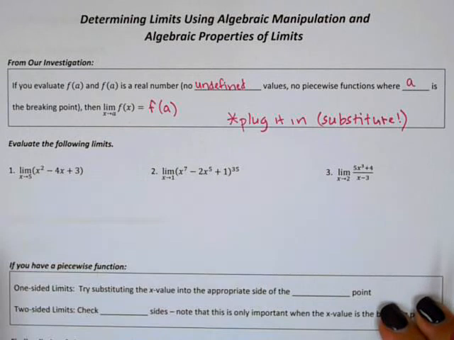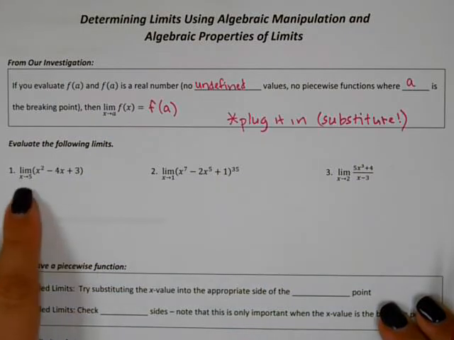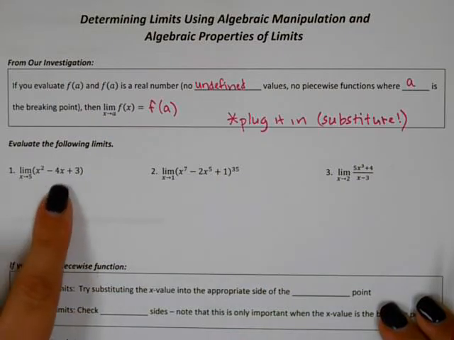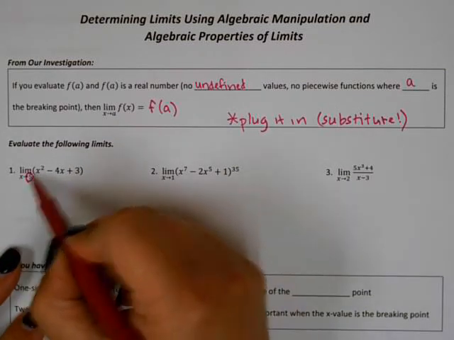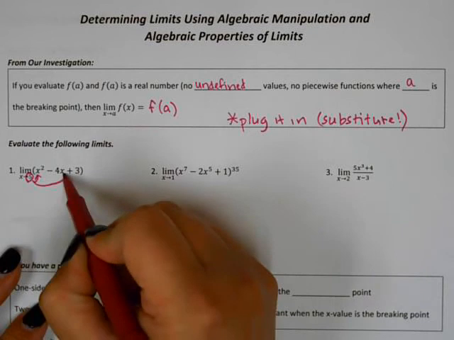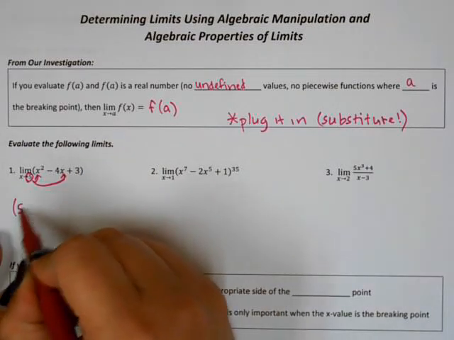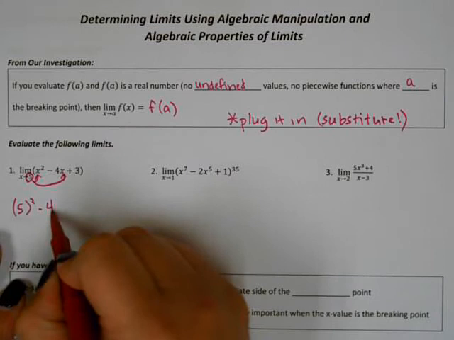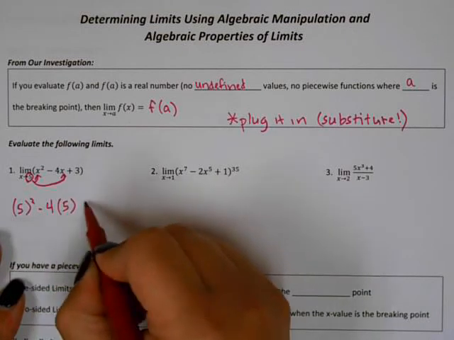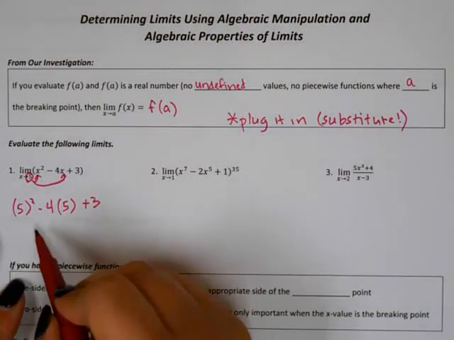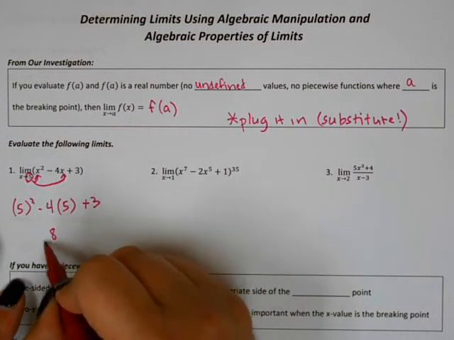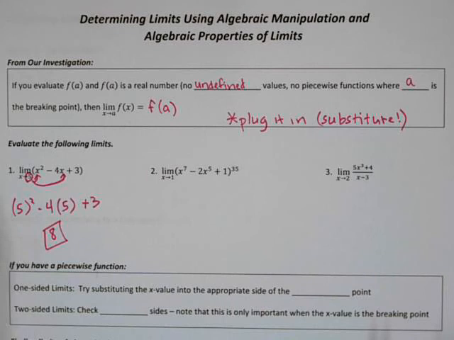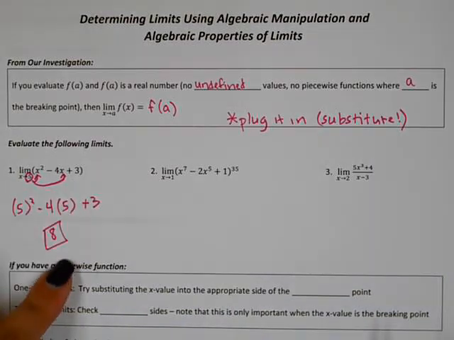All right, so let's look at a couple examples. The limit as x approaches 5 of x squared minus 4x plus 3. All we're going to do is take this x value and substitute it for x. So 5 squared minus 4 times 5 plus 3. So 25 minus 20 is 5, plus 3 gives us 8. So the limit as x approaches 5 of x squared minus 4x plus 3 is equal to 8.